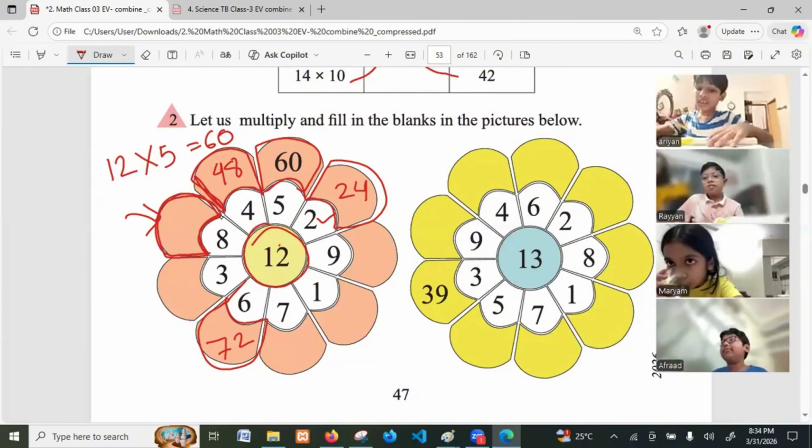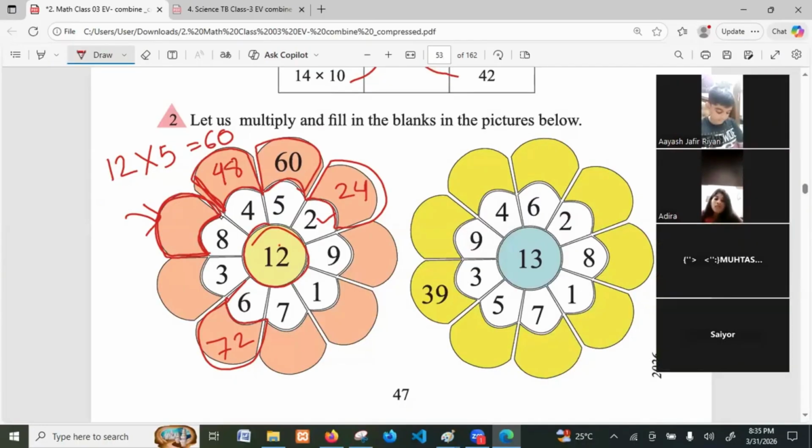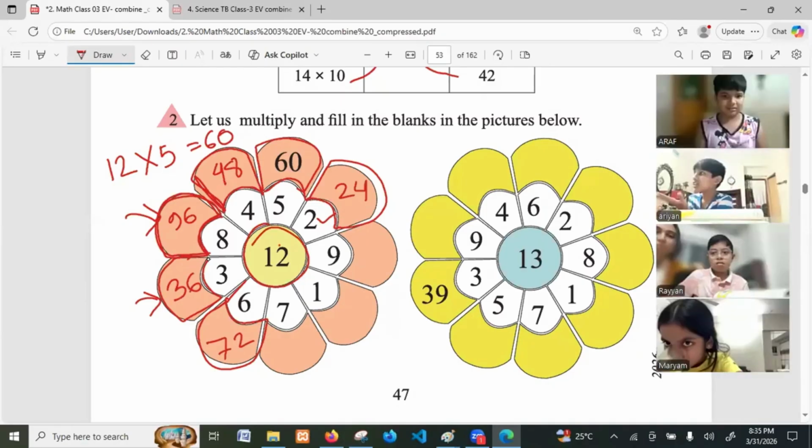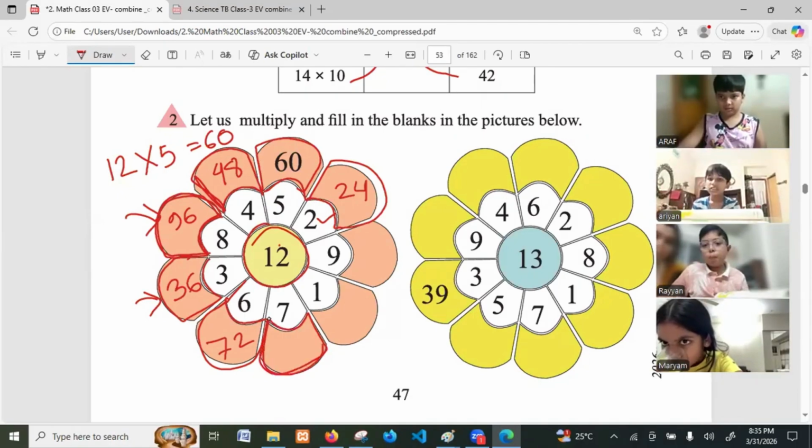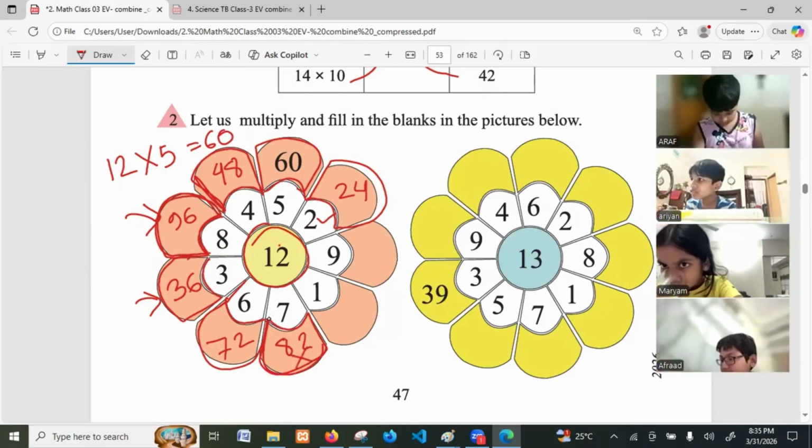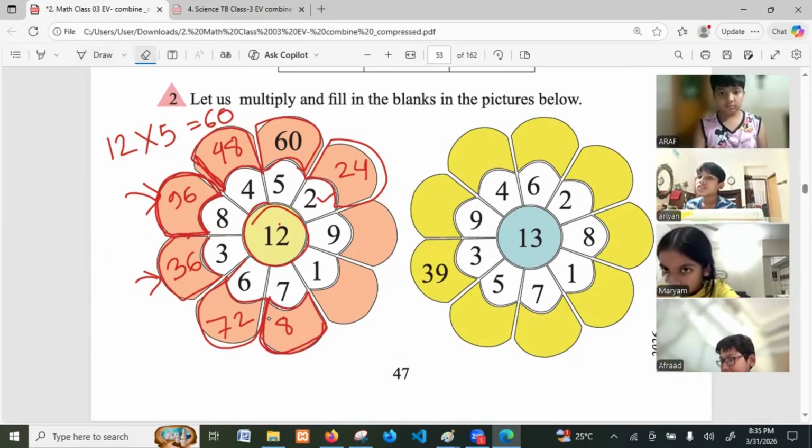Okay, let's ask our new students. Okay, what's the answer, Afrad? It is 96. Very good. Okay, Ayash, can you tell me what should be here? 36. Very good. Thank you. Okay, let me ask Ryan. Ryan, can you tell me what should be here? 82. Is it 82? 84. Yes, it is 84, not 82.